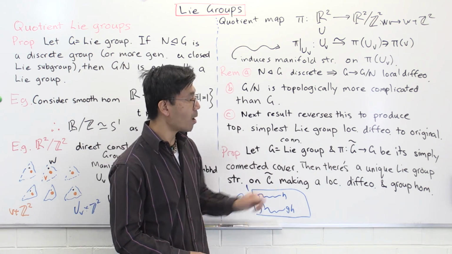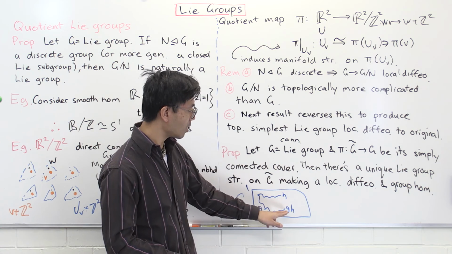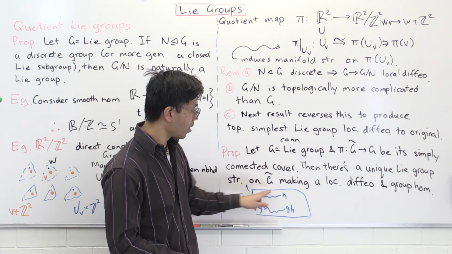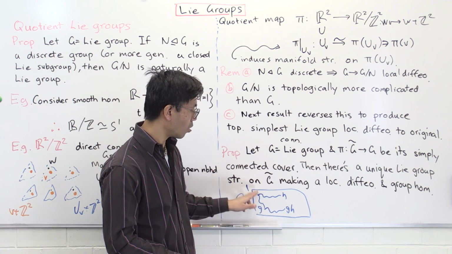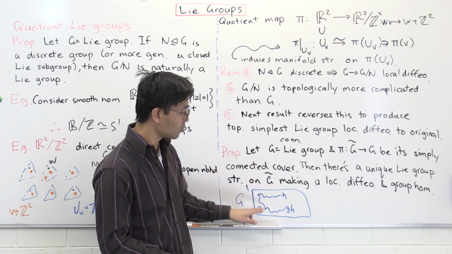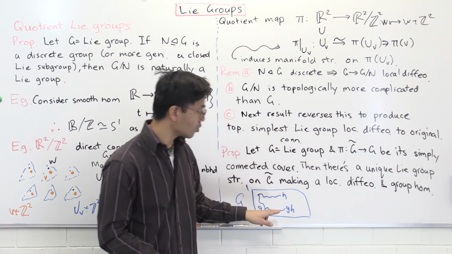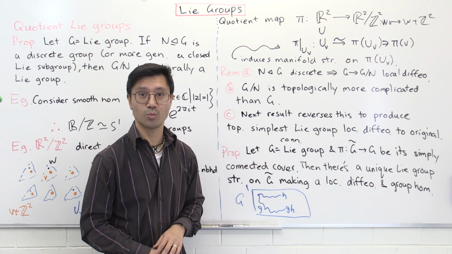And to see that you have a group homomorphism, where does this end up? When you map the product of these two equivalence classes of paths this way, you get just g times h, and that's what you wanted.